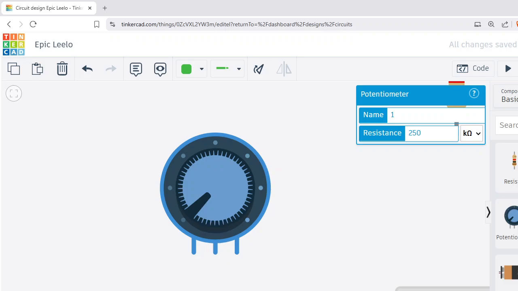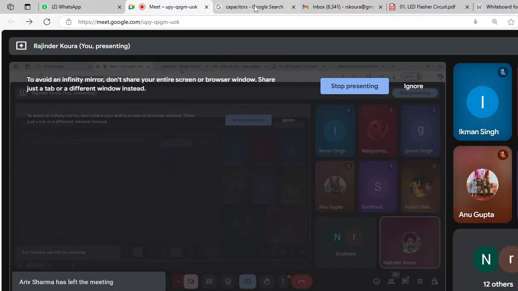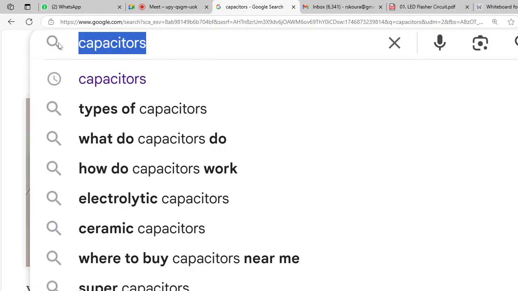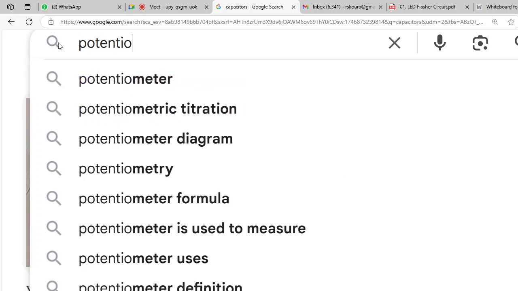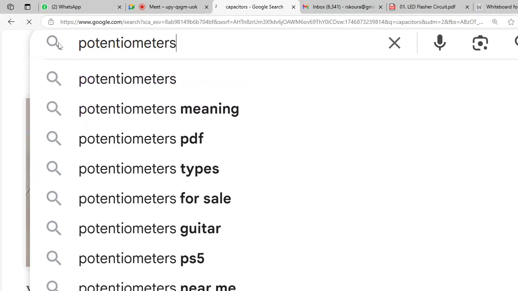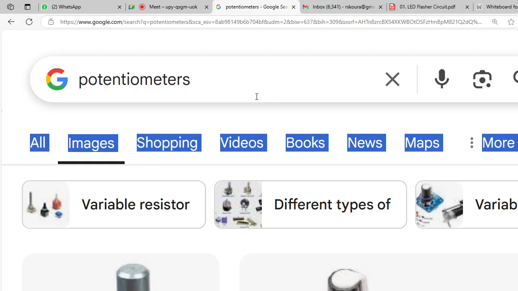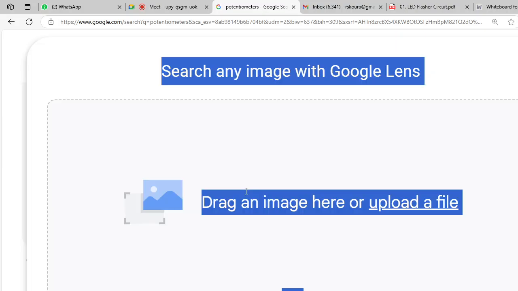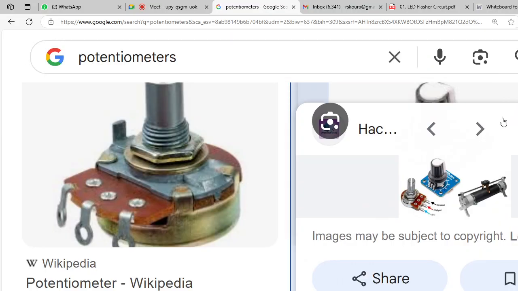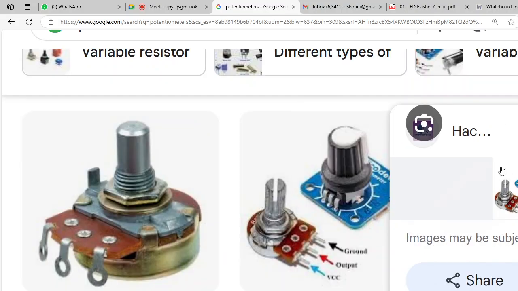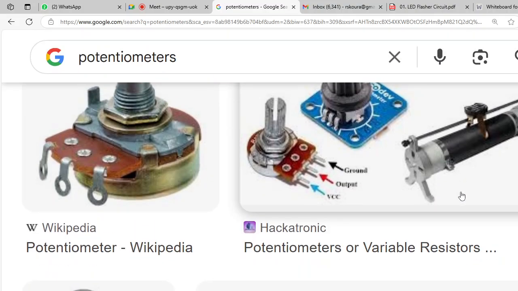If you see the actual potentiometers, this is an actual potentiometer. This also has three terminals. Two are terminals and one is the wiper. I'll tell you what the wiper is. Just give me a minute.